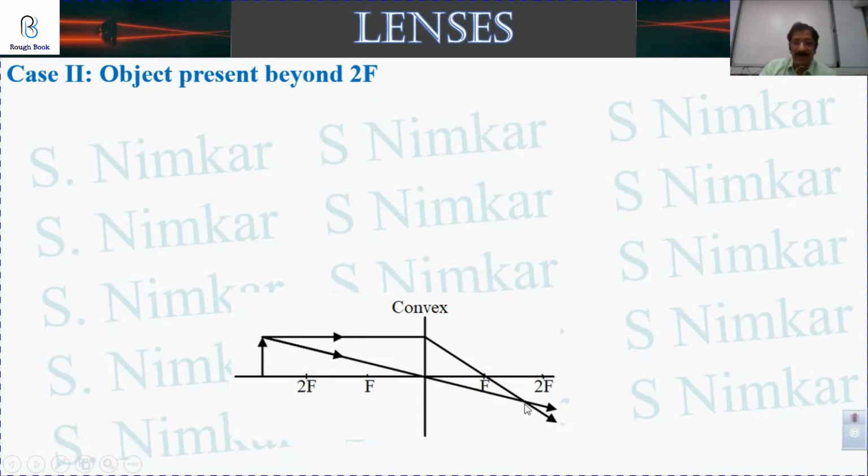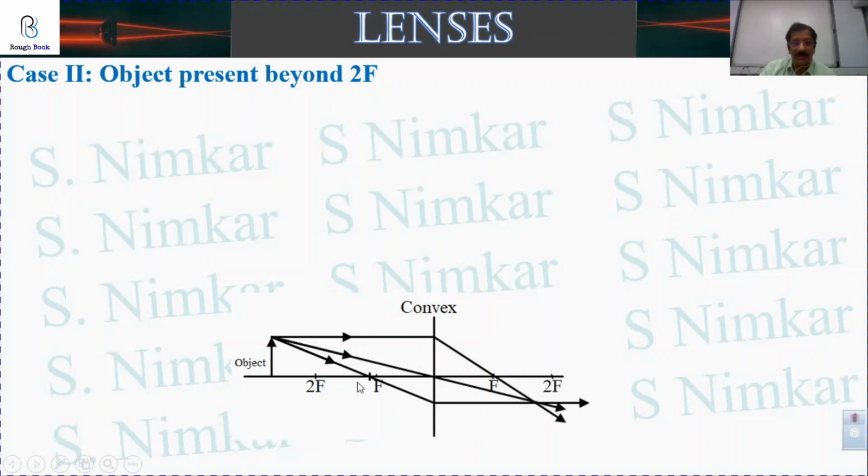So to avoid this, we can draw the refracted ray first and join this point to the tip of the object. And if it doesn't pass through the focus, wherever the line is cutting the principal axis, mark that point as the focus. Shift the original focus to that point. There will be a difference of hardly 1 to 1.5 millimeters. So wherever the 3 rays meet, at that point you will get the image. So the image formed is diminished. It is formed between F and 2F. It is real.